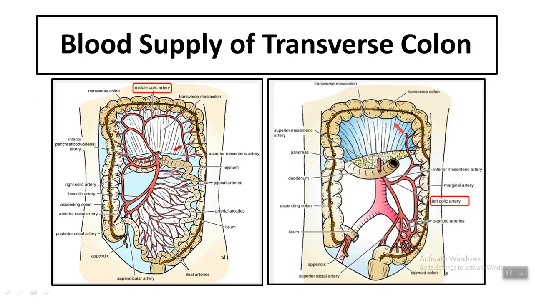As we can see here, this is the superior mesenteric artery giving the middle colic artery, and it will supply the proximal 2/3, while the distal 1/3 is supplied by the left colic artery, which is a branch of the inferior mesenteric artery. As we said before, the proximal 2/3 is the last part of the midgut and the distal 1/3 is the first part of the hindgut.